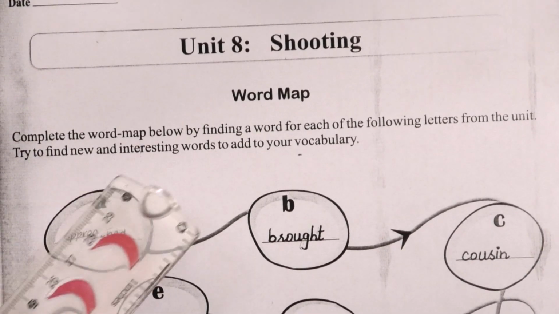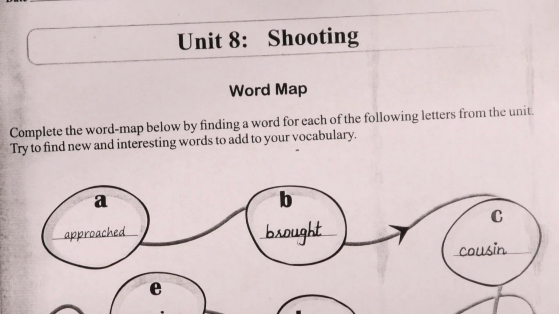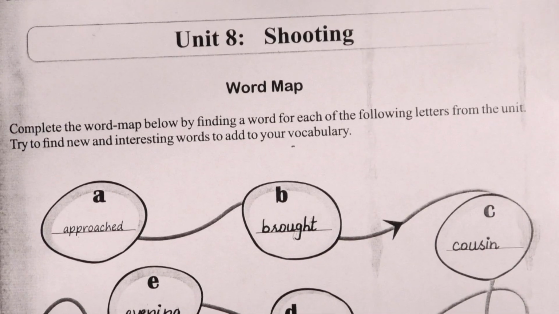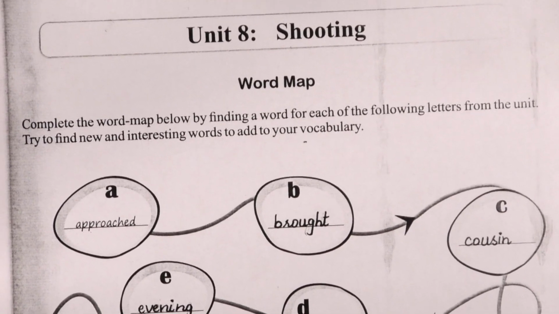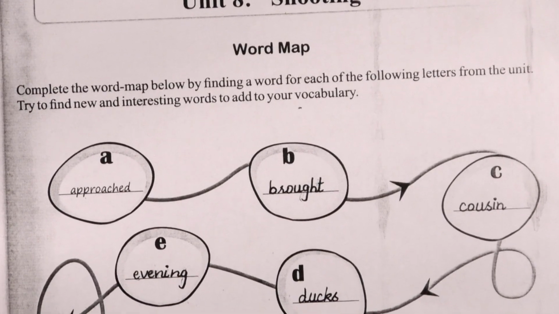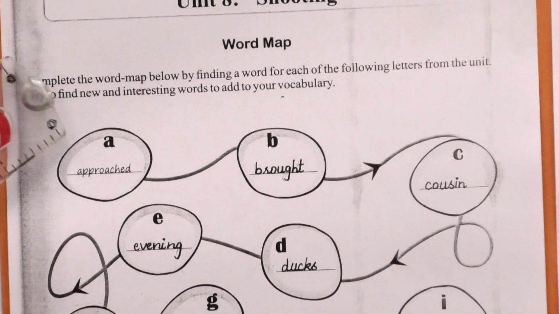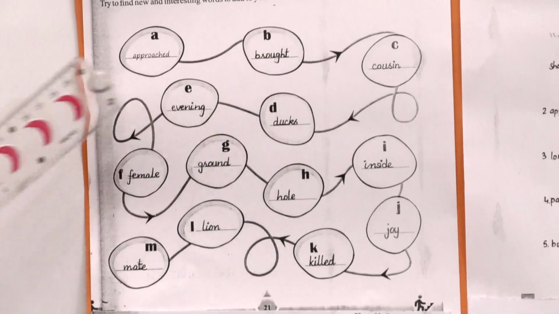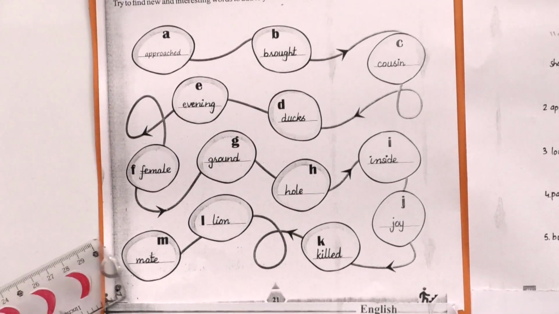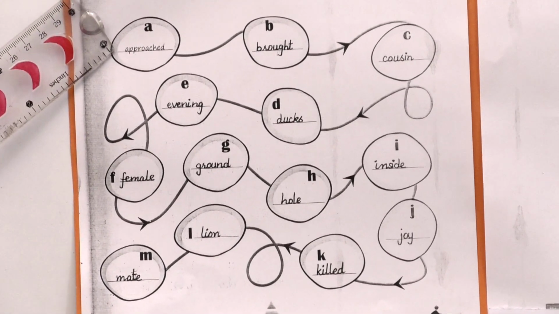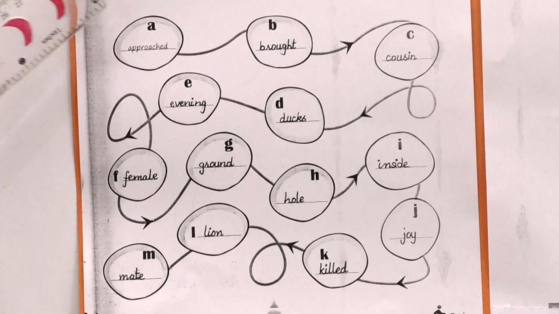We are going to complete the word map below by finding a word from the unit for each of the following letters. Try to find new and interesting words to add to your vocabulary. Now you are going to write words starting with the alphabets given to you, and complete this word map. You are going to fill this according to the slot given to you.